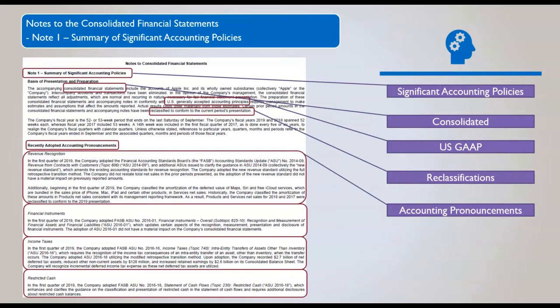The bottom half of this page refers to the recently adopted accounting pronouncements by Apple. This section includes and summarizes briefly the change in the accounting guidance, as well as management's conclusion on the impact of the change. For example, whether the change had or did not have a material impact on the financial statements.